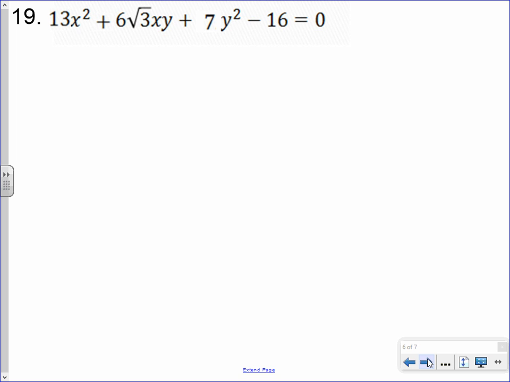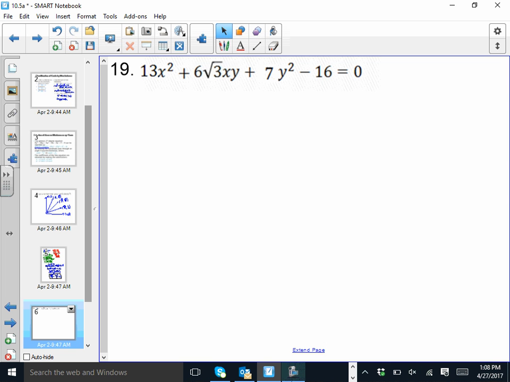Let's do it. Okay, your first task is to determine the type of conic. Actually, I'm going to give you 2 tasks. Type of conic and the angle.